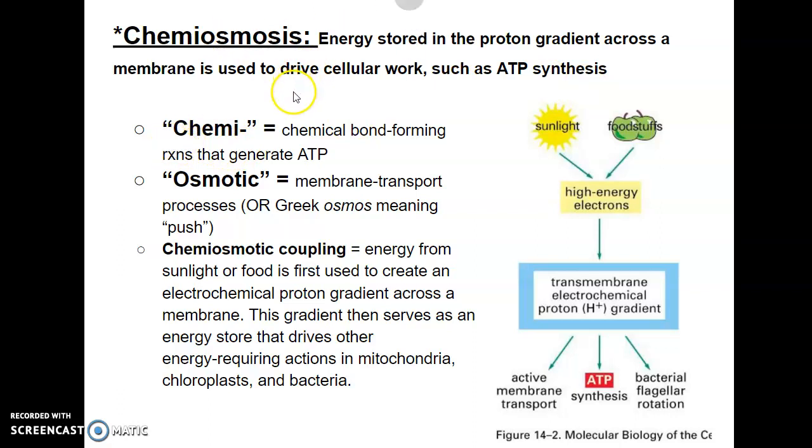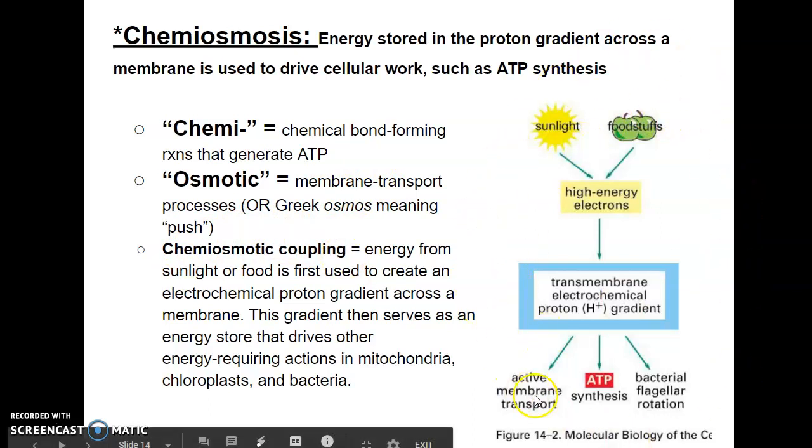So chemiosmosis, if we break up that word, chemi means chemical bond forming reactions that generate ATP. Osmotic comes from the Greek word osmos, meaning push. So osmotic refers to the actual membrane transport processes, or pushing something across the membrane. So chemiosmotic coupling, and here's a diagram of pictorially what I'm saying over here.